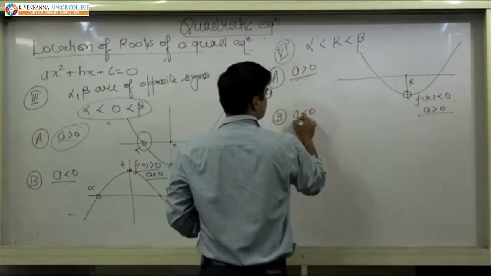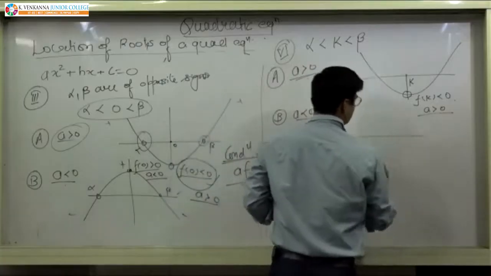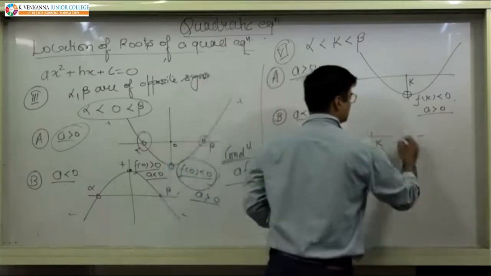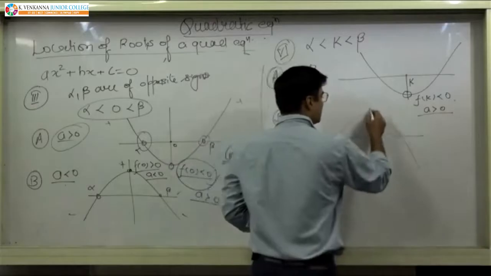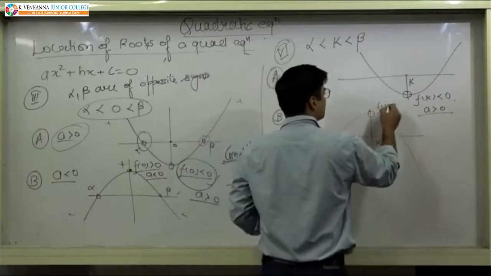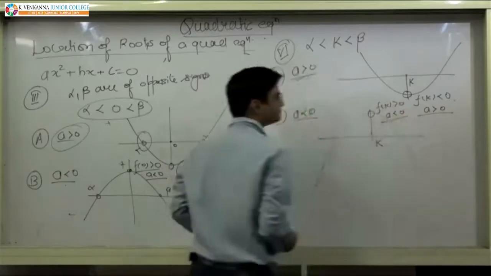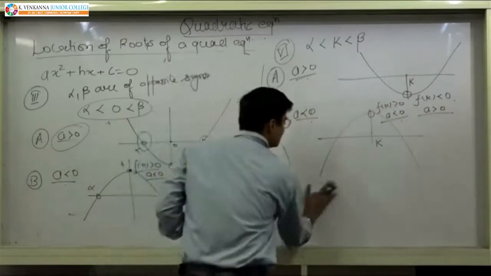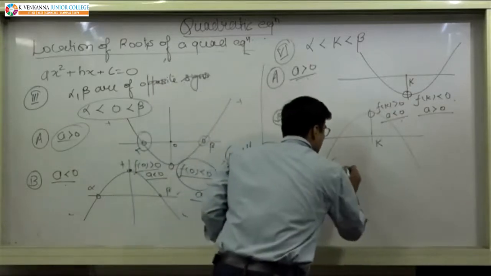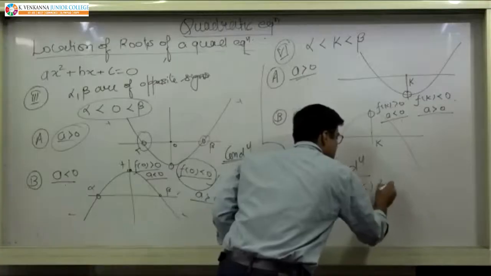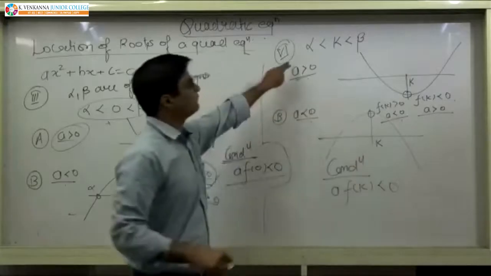Let's say a is lesser than 0 case. So this is your x equals k and the curve will open downward. So this is your case. And f of k is greater than 0 when a is lesser than 0. So the single condition a times f of k is lesser than 0 is enough for this case.